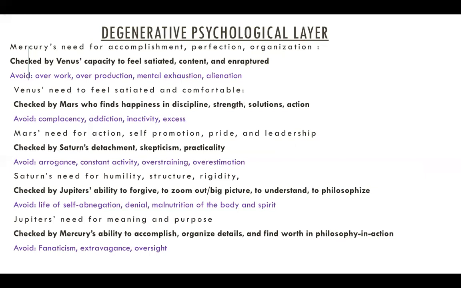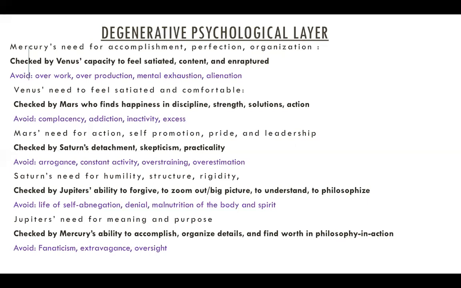Now when Mars's need for action, self-promotion, pride, and leadership is checked by Saturn's, right? Because this is a system of checks and balances. When Mars is checked by Saturn's skepticism and practicality, then you don't get a Mars who's arrogant, who's constantly going back and forth, overstraining, overestimating, overpromoting, domineering.